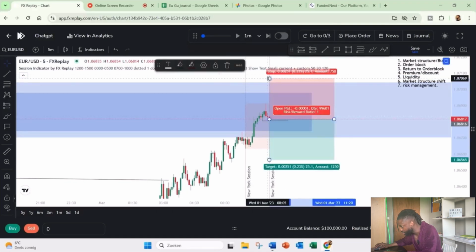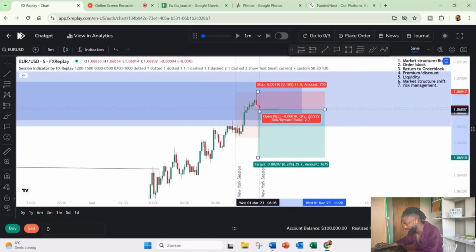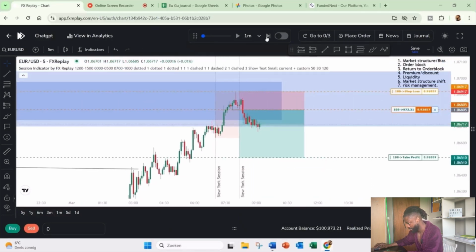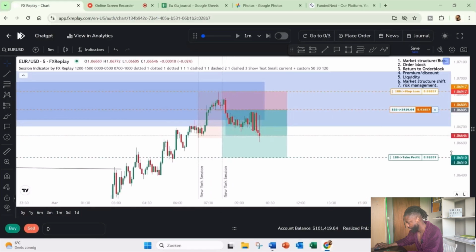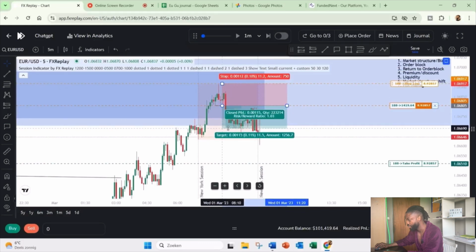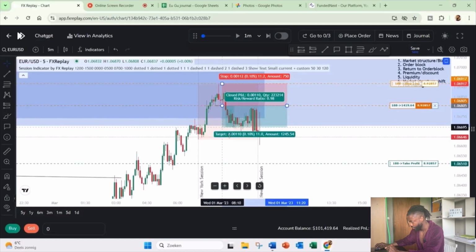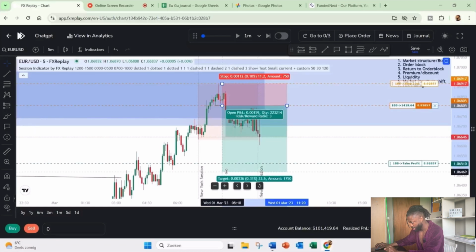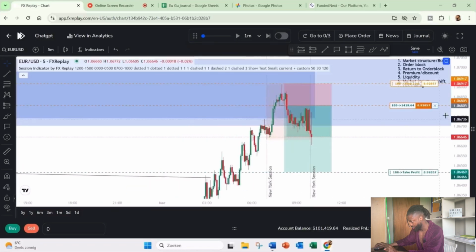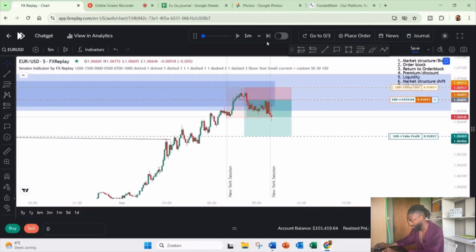All right. Now here, I will be going break even at 1 to 1 R. That's what I would be doing. At 1 to 1 R I go break even, and then I target 3 R as my hard TP. Okay. All right, let's go.